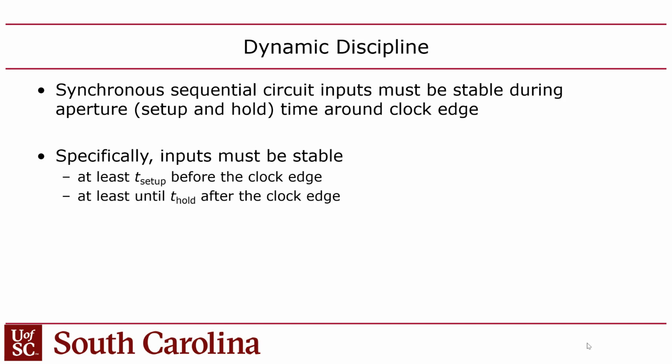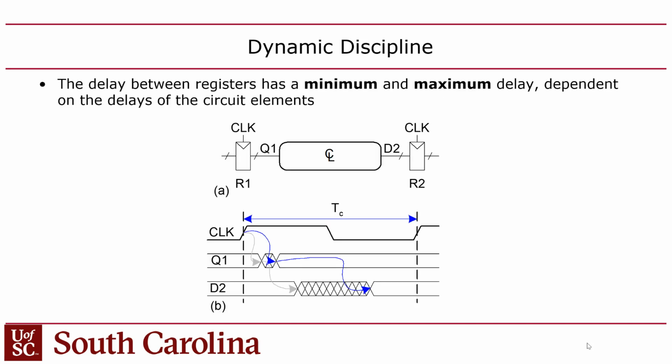Or if they tell you, I want it to run at 100 megahertz and it can't run at 100 megahertz without violating the dynamic discipline, then you have to report that, right? The CAD tool has to report that, right? So this is another part of the synthesis process.